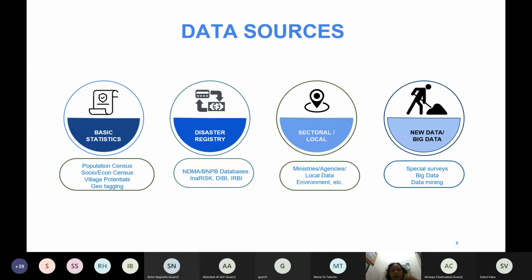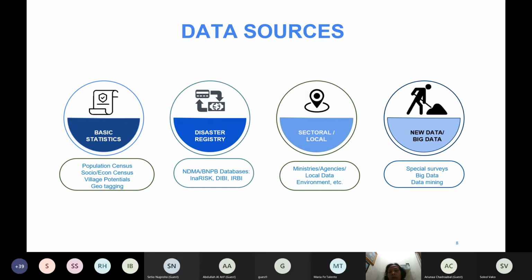And for the socioeconomic census, we have the information related to expenditure for the individual and also the household. And we have the disaster registry from the National Disaster Management Agency, including the INARIS, DIBI, and also the IRBI. And we have sectoral data from the ministries or agencies, and also local data, and all other institutions.